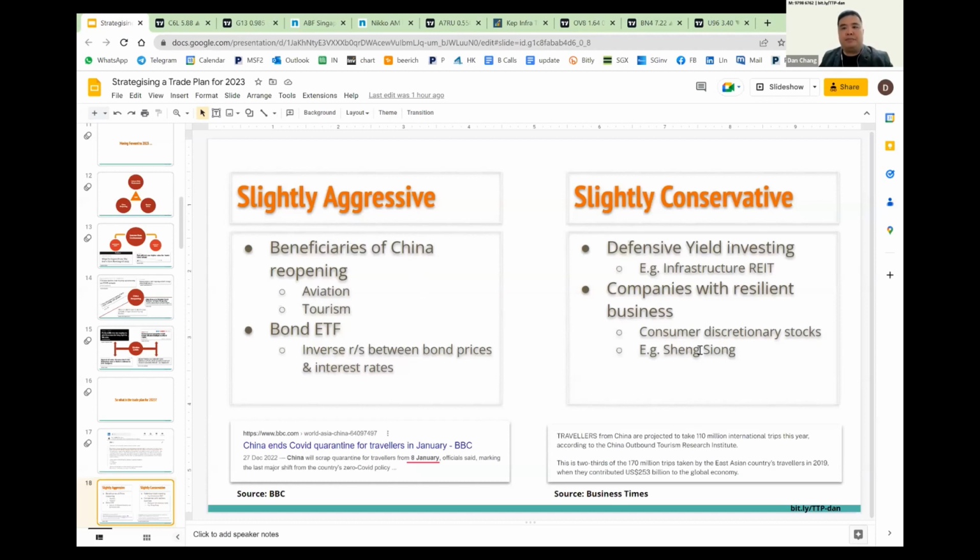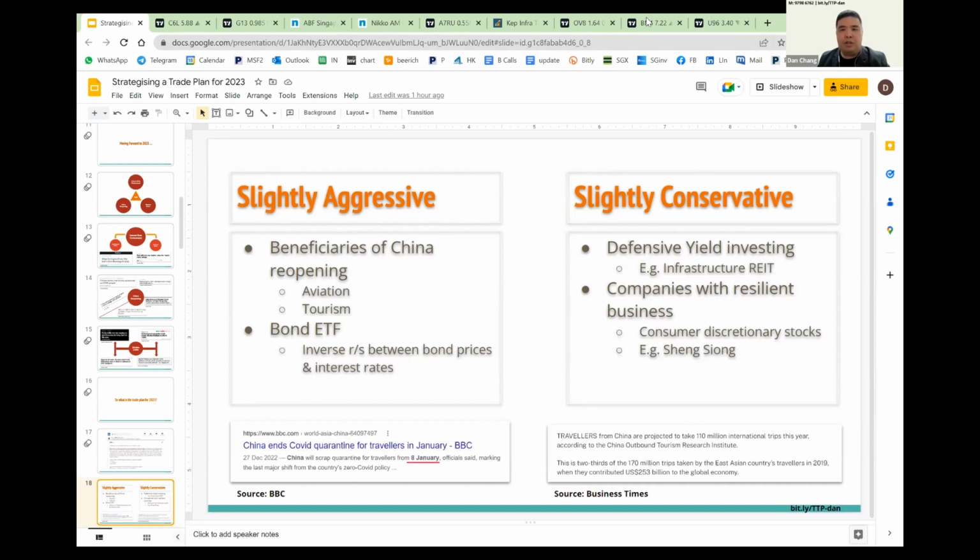If you are on a slightly more conservative trade plan, you can also look at a company with a very resilient business, like Sheng Siong. Sheng Siong manages a supermarket. During the pandemic, not only did they not drop, they actually went up, because everyone still needs basic necessities like toilet paper and groceries. So a supermarket is a very resilient business.